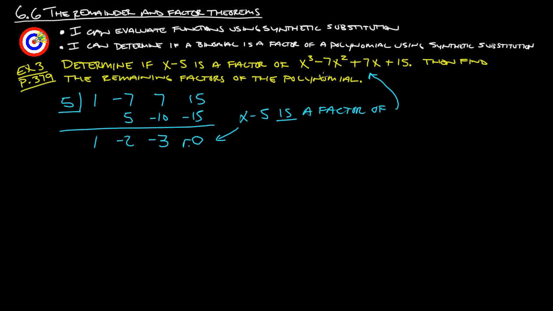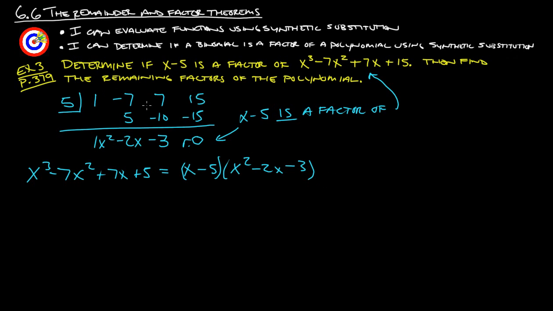Okay? So what that means is x cubed minus 7x squared plus 7x plus 15 equals x minus 5 times whatever we have left here. So there's our remainder, there's our constant, that's our x, and that's our x squared. So all times x squared minus 2x minus 3. Okay? Last thing they asked us to do is to find the remaining factors of the polynomial.